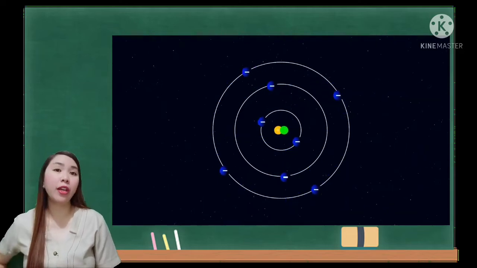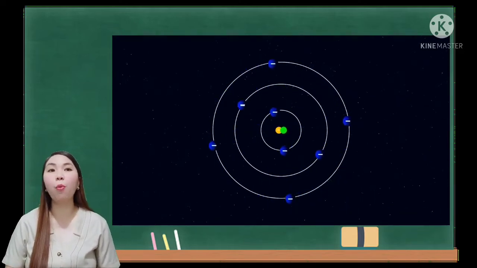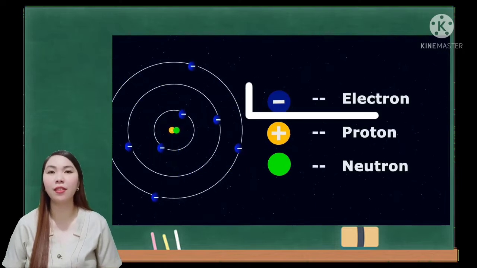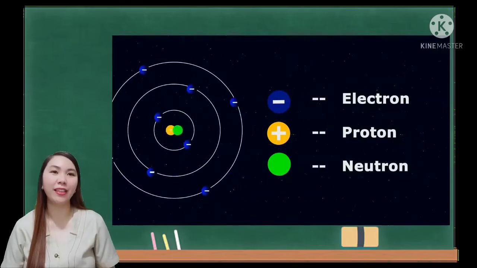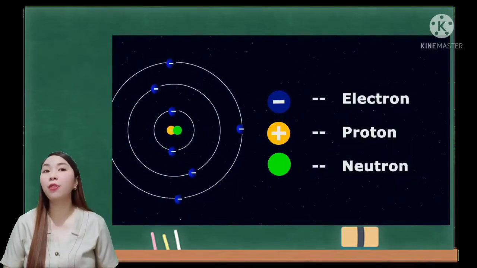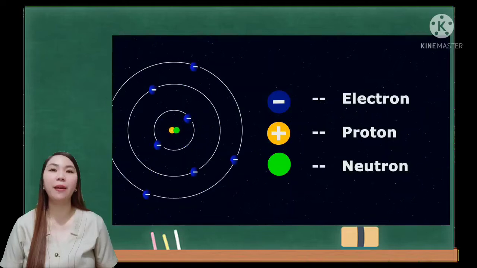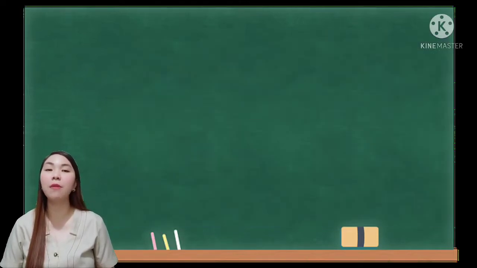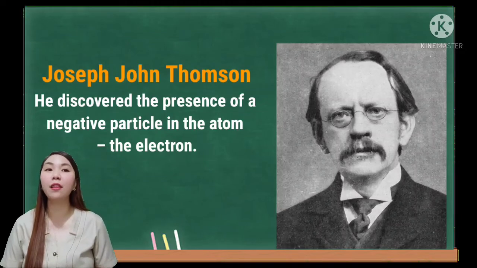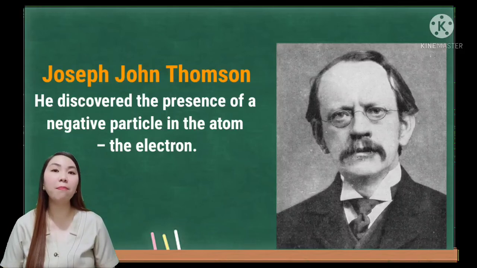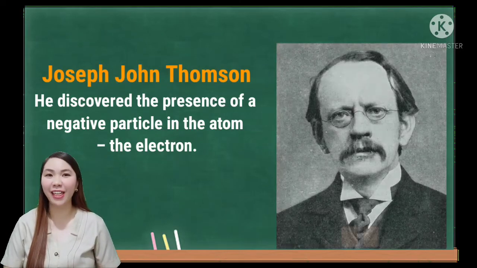The next major advance in the history of the atom was the discovery of electrons. These were the first subatomic particles to be identified. They were discovered in 1897 by a British physicist named Joseph John Thomson. Thomson provided the first hint that an atom is made of even smaller particles. He discovered the presence of a negative particle in the atom, the electrons.